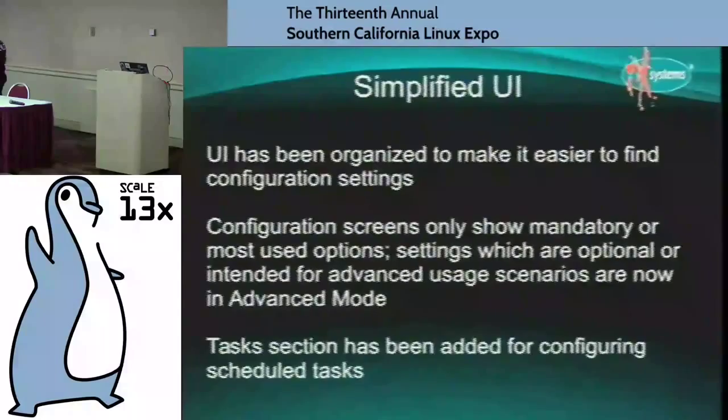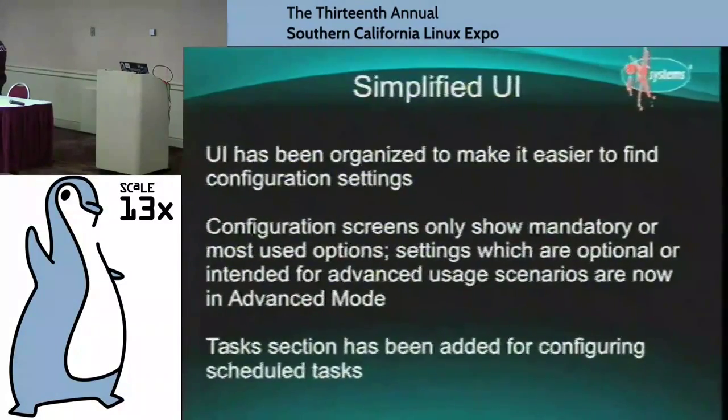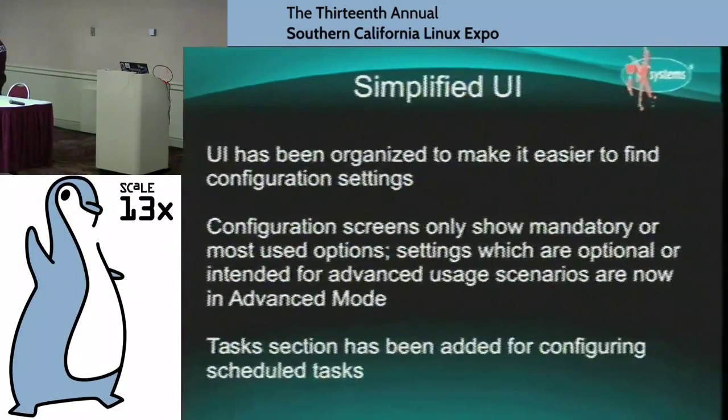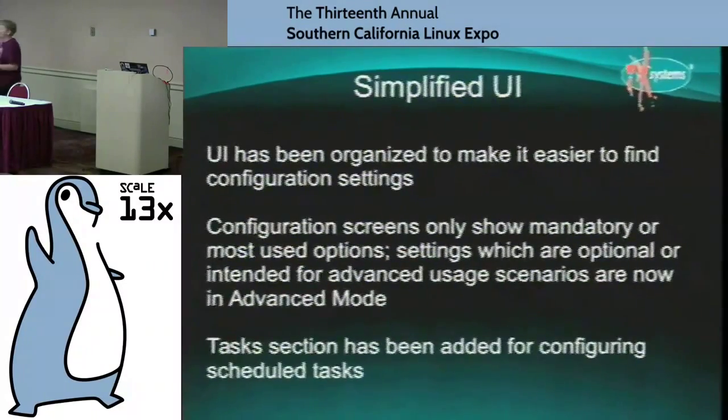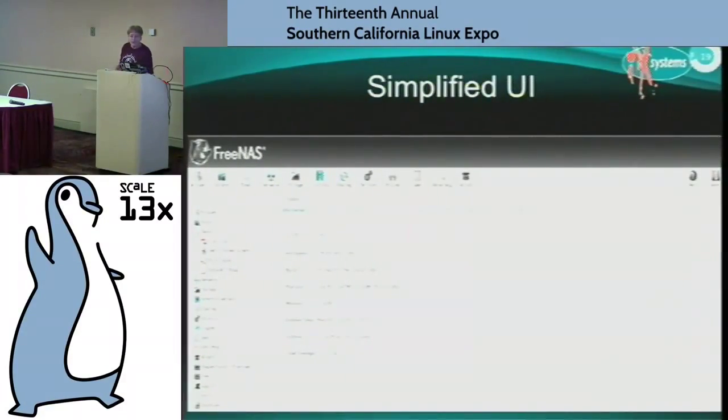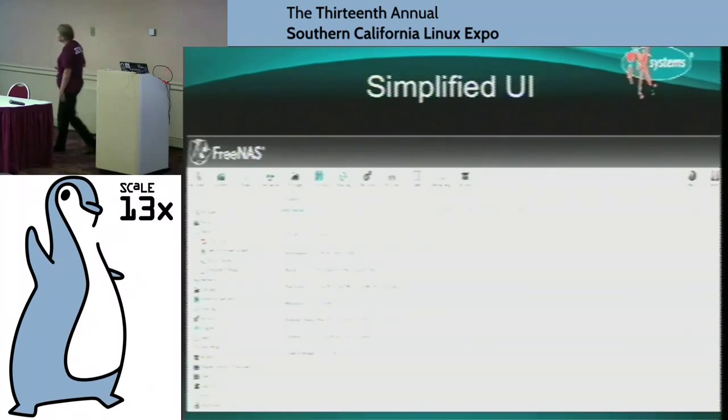We also added a task section for scheduling tasks. So this is where you schedule your SMART tasks and your scrubs and that sort of stuff. So it made a little bit more sense to do it that way. Other than that, the UI sort of looks the same. The one nice thing that they did that was really irritating in previous versions of FreeNAS, if you opened up a screen, it would add it to the tab, and you could end up with 30 tabs open. That doesn't happen anymore, so that's one of the irritating things that got removed.